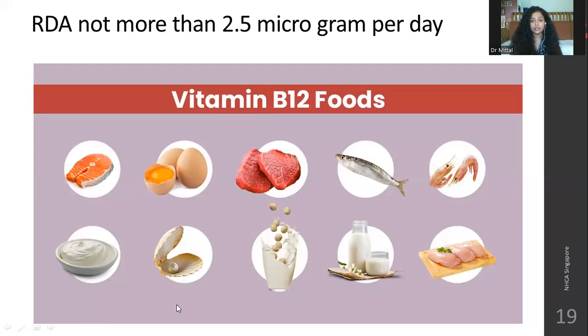For non-vegetarians, any source of meat is a really good source of vitamin B12. Chicken breast, thighs, salmon fish, tuna fish, red meat, organ meats, fish, any forms of fish, prawns, seafood.